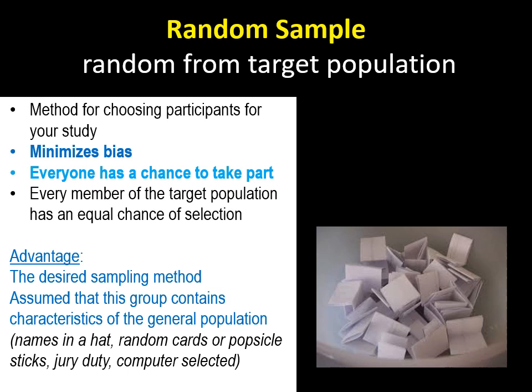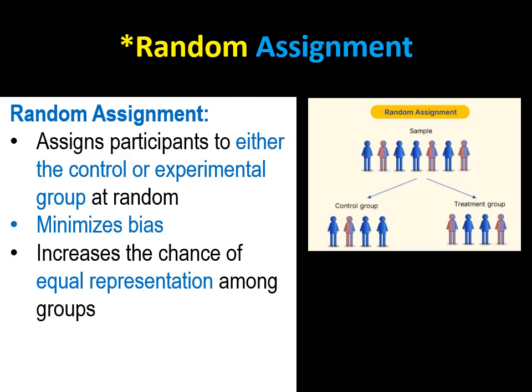So one advantage, it is great, as I said, for removing bias. It assumes that the group that will be chosen has the general characteristics of the entire population. You have the best chance of getting the population represented by doing it this way.